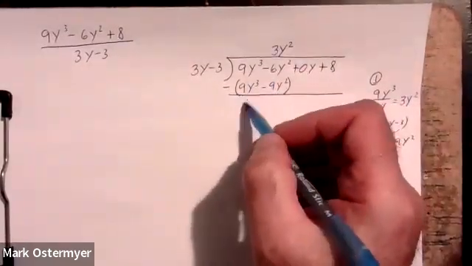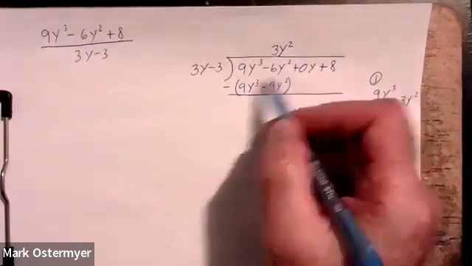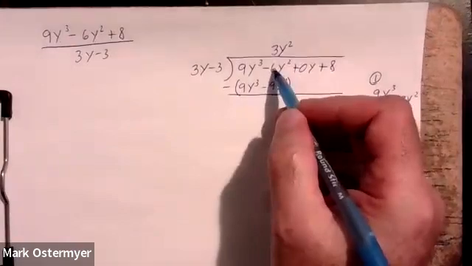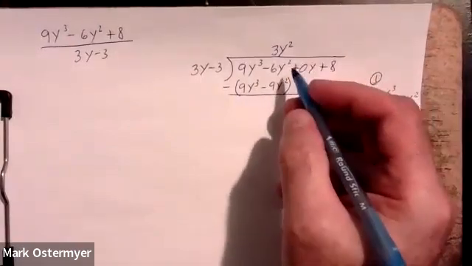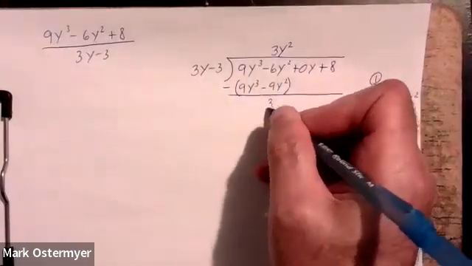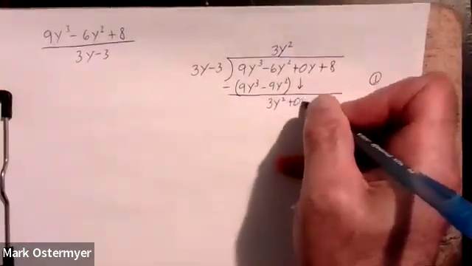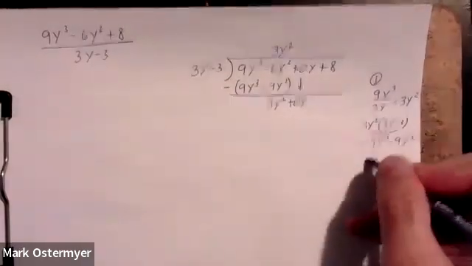9y cubed minus itself is 0. Negative 6y squared subtract a negative 9y squared. Negative 6 subtract a negative 9 is negative 6 plus 9, which is going to be 3. That's 3y squared. Bring down the 0y as we set ourselves up for round two of division.